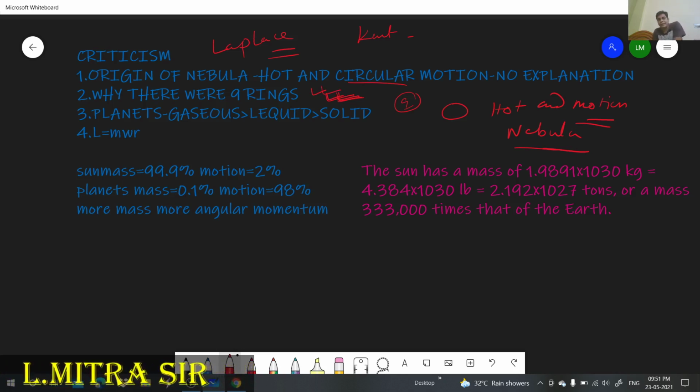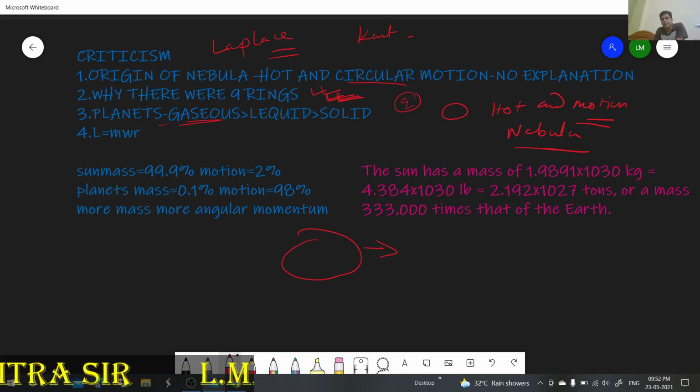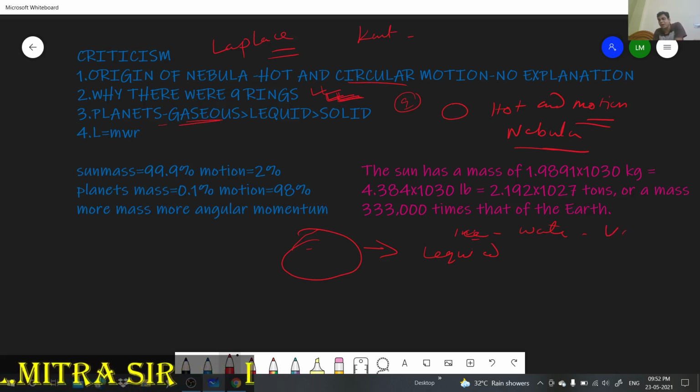Planets and the gaseous nebula: whatever nebula we consider was gaseous in form. If it is gaseous and the temperature decreases, it converts into liquid, as we can see in the case of ice. Ice is first solid, then liquid water, and if heated up, there is vapor. So there should be a liquid form.